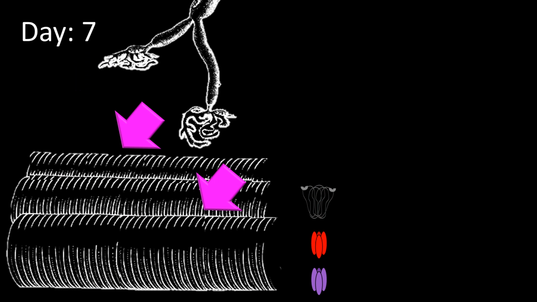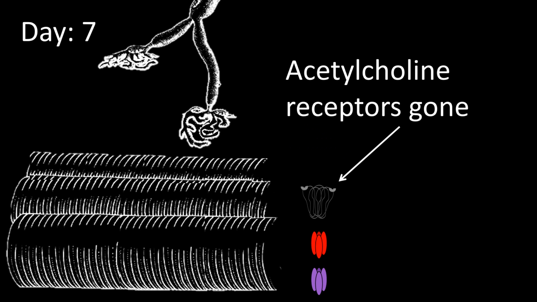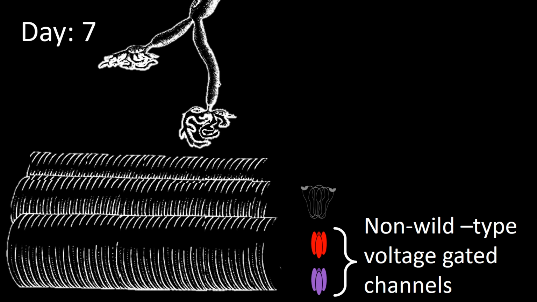On day 7, the end plates are gone and the channels in that area have also undergone significant changes. The acetylcholine channels are gone and a new type of channels have appeared: the non-wild-type voltage-gated sodium and potassium channels. These non-wild-type voltage-gated channels have substituted the wild-type voltage-gated channels that were present not only in the zone of the now gone end plate but also in the rest of the once normal muscle fiber.